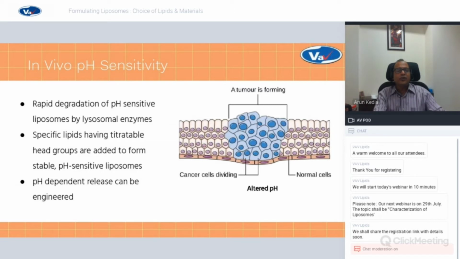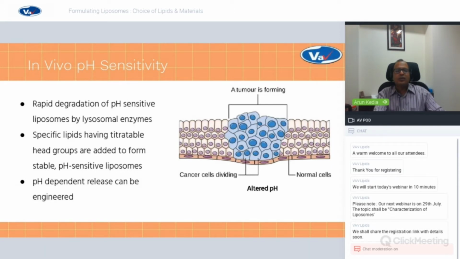Now, in vivo, the pH sensitivity is actually an interesting drug delivery question. Rapid degradation of pH sensitive liposomes occurs by lysosomal enzymes, and specific lipids having titrable head groups are usually added to form stable but pH sensitive liposomes, which means they will trigger release when they find an altered pH, but they are generally otherwise quite stable. And it's an important design factor.